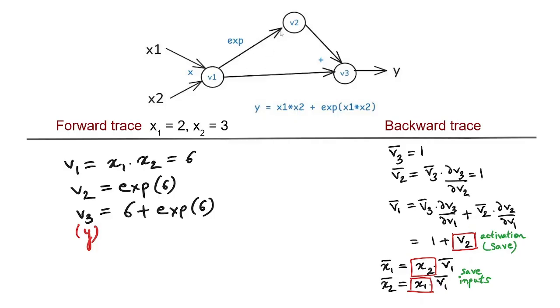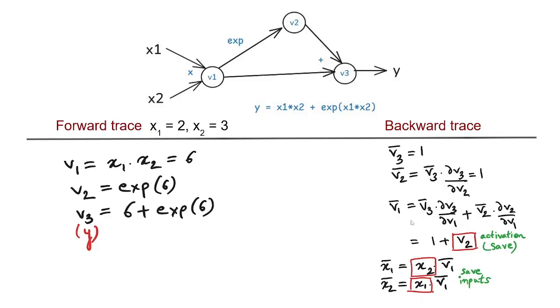The contribution coming from here is v2 bar times the local derivative, and the operation being exponentiation, we end up with v2 bar times v2, and v2 bar we just computed as 1. So this term is v2, which is the exponent of v1, and in this case it's the exponent of 6, so the value stored in v1. For x1 bar, here we have multiplication, so it's the adjoint of v1 times x2, and similarly for x2 bar.